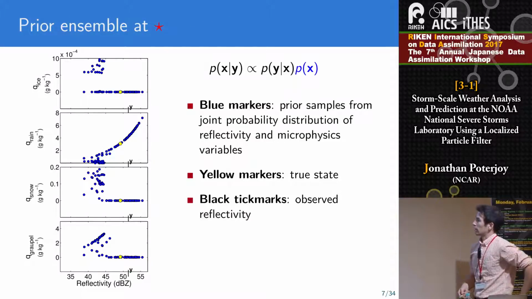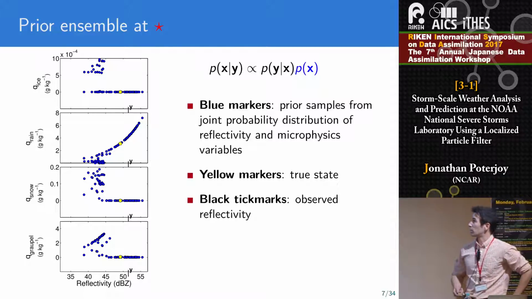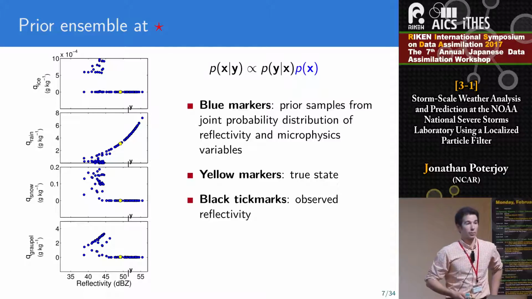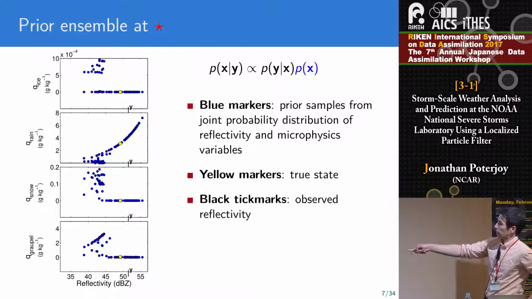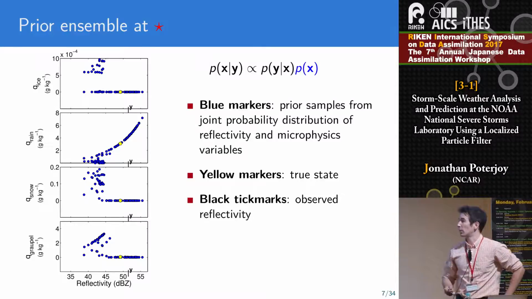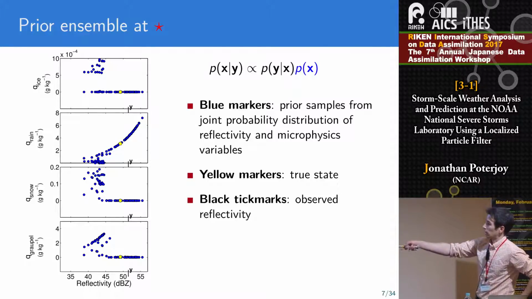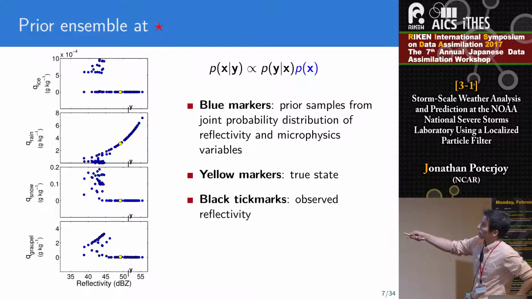And so the way I like to think about this is first by just plotting what the prior samples from the joint PDF of reflectivity and those microphysics variables look like. And so on the x-axis, we're showing the reflectivity values. All these values are what you get if you apply the measurement operator to each of your 100 members. And on the y-axis, I'm just showing what the cloud variables we're trying to estimate look like. And so I'm showing mixing ratios of ice, rain, snow, and graupel for this application.